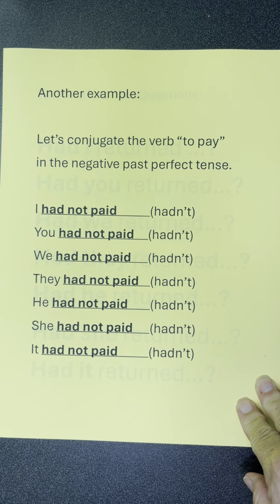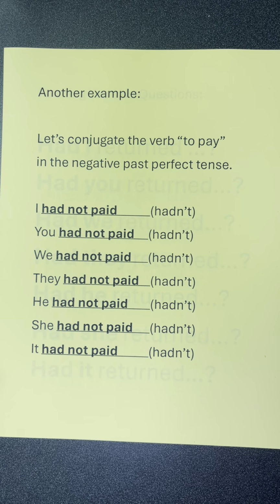Okay, let's look at this again with the verb we used previously. So let's conjugate the verb to pay in the negative past perfect tense. I had not paid. You had not paid. We had not paid. They had not paid. He had not paid. She had not paid. It had not paid. And once again, we'll do it, but this time with a contraction.